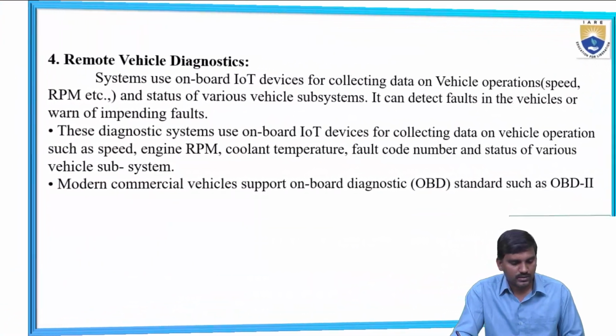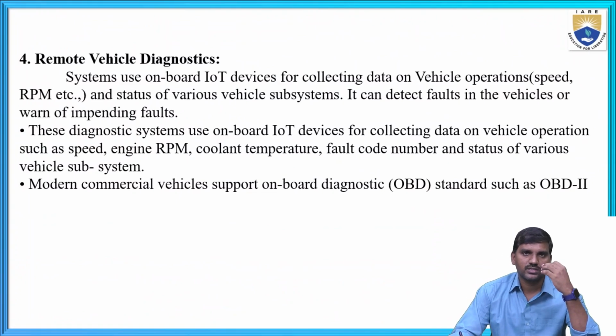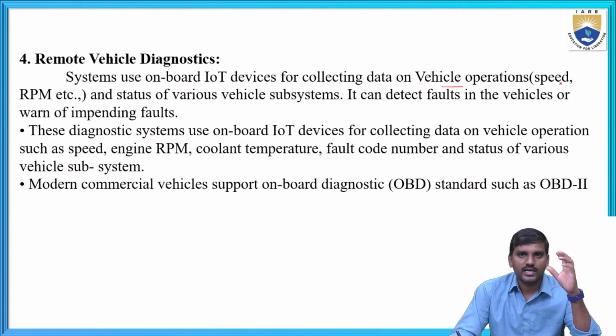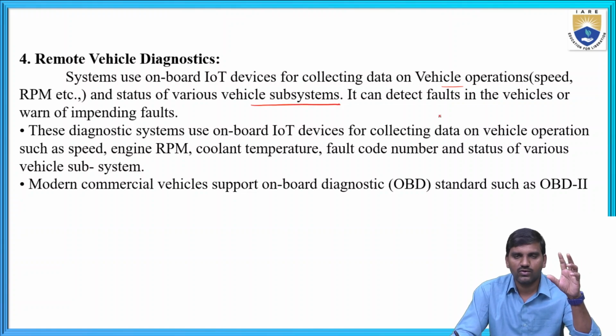And the next one, remote vehicle diagnostics. Remote vehicle diagnostics uses an onboard IoT device for collecting data on vehicle operations, such as speed or RPM, how much speed it will maintain, how much speed it is going to increase, and the status of various vehicle subsystems. It can detect faults in the vehicles or warn of impending faults.